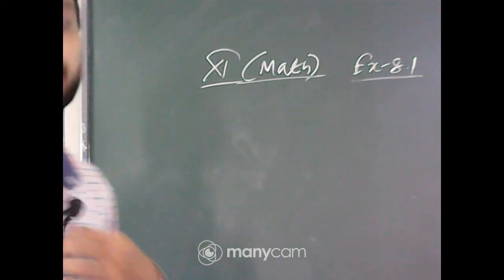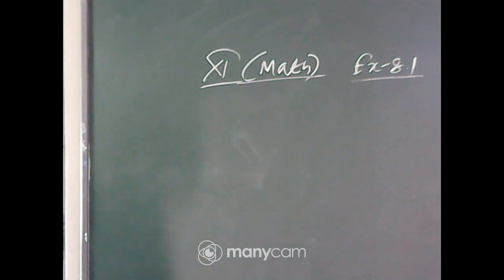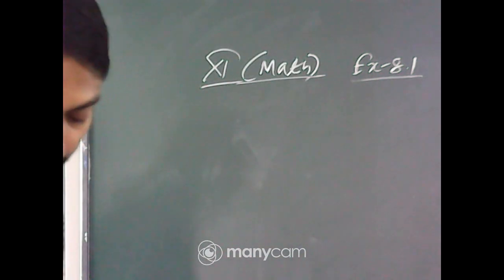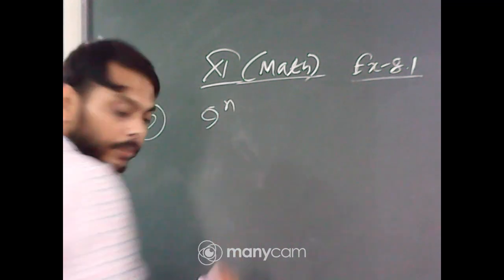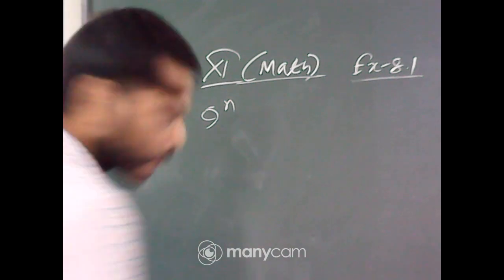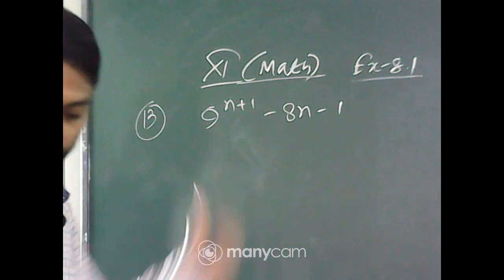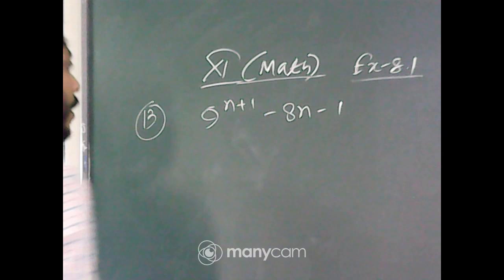So today we will start from question number 13 of exercise number 8.1. First of all, go through the problem. Question number 13: show that 9 to the power n plus 1 minus 8n minus 1 is divisible by 64.